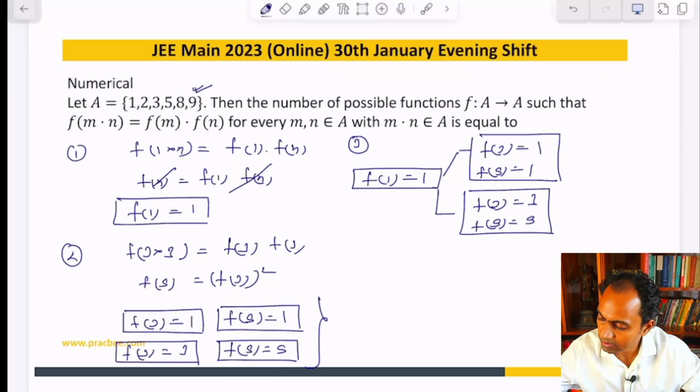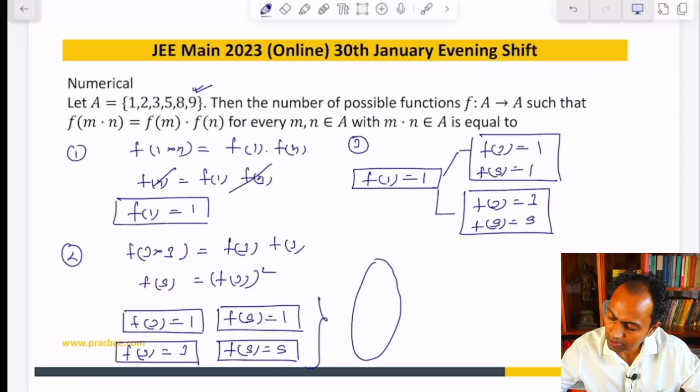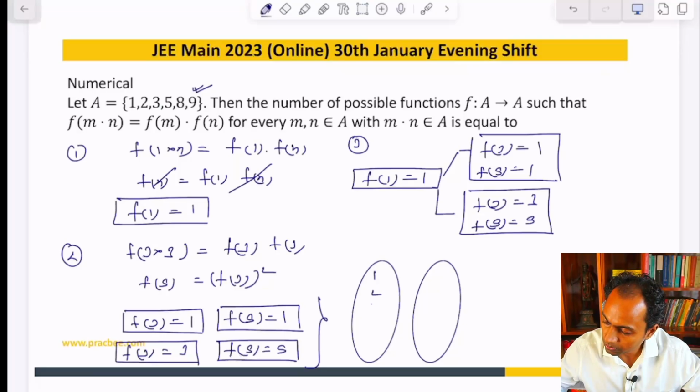And in this first case, now if I take any of these cases and understand what kind of mappings are possible, let us write it out. So 1, 2, 3, 5, 8 and 9.